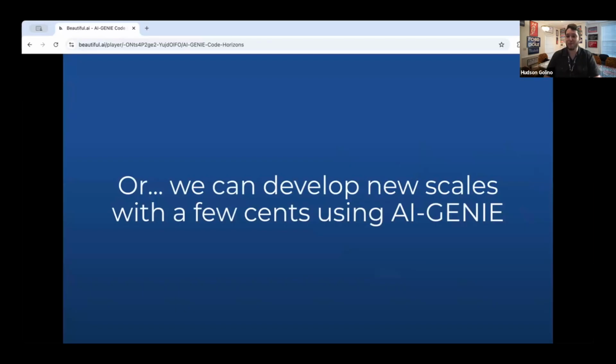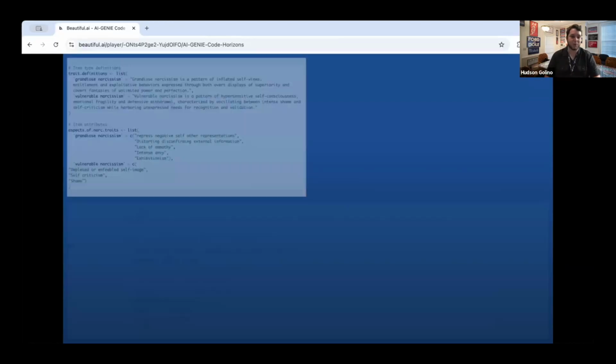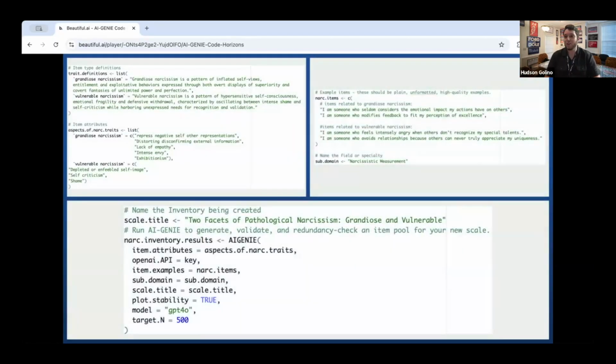Or we can develop new scales with few cents using AI-GENIE. And that's why you guys are here. And that's what we're going to be talking about. So in AI-GENIE, all you need is the first part. You need the construct definition. You need to have a good idea what you want to measure.